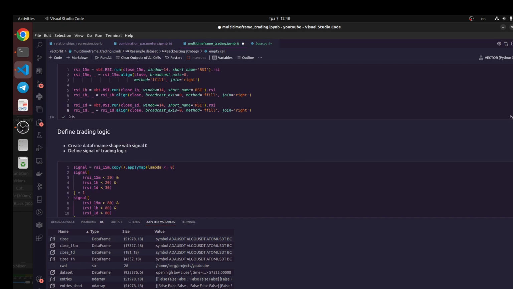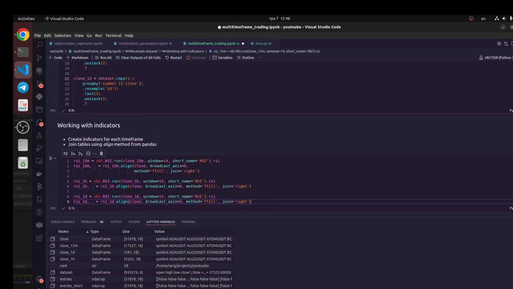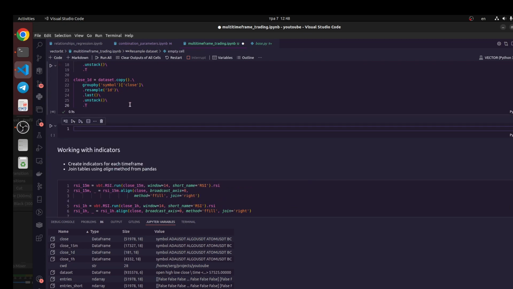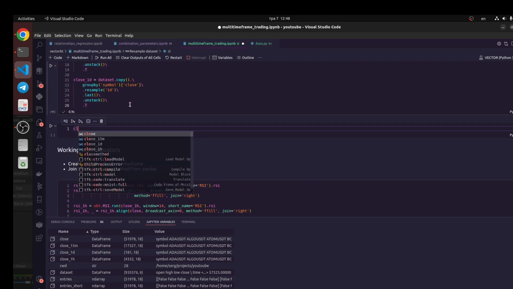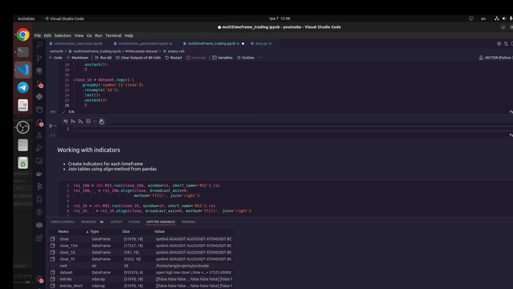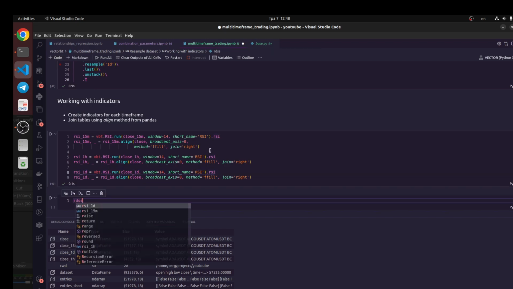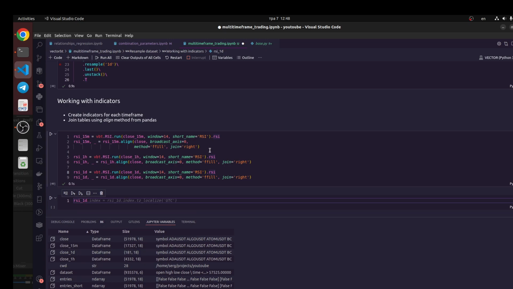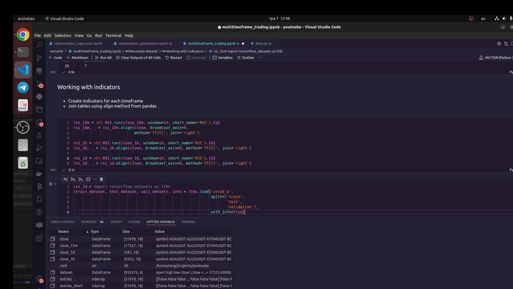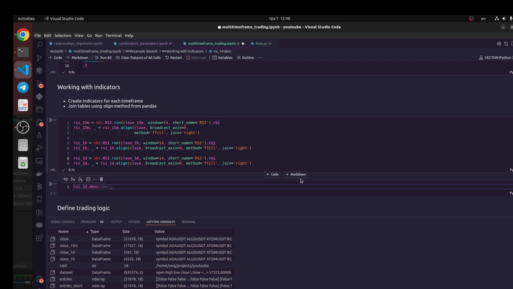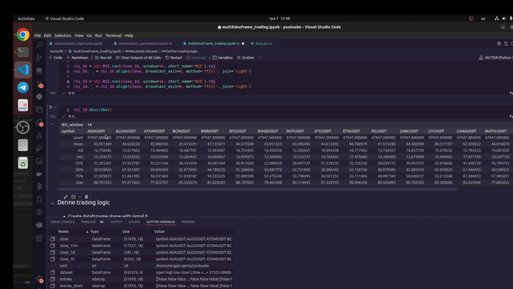Let's look at the description also on RSI. What is the mean data? Let's look at this one, RSI 1D. Okay, and describe. Okay, this is a suggestion from Copilot. Okay, what is the mean? And you see we have some quantiles, and we should use these quantiles to understand where to place our data. Okay, this is about here.